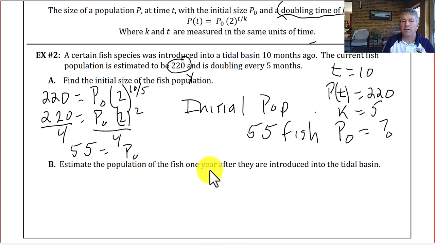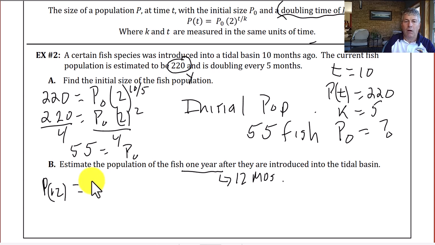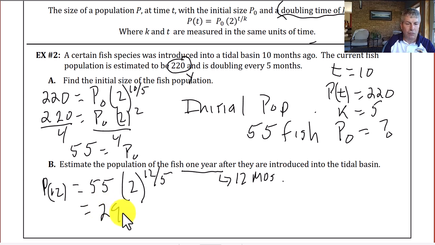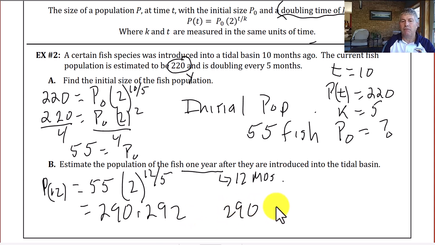Estimate the population of fish 1 year after they are introduced in the tidal basin. Well, everything here is in months, so 1 year we're going to convert to 12 months. So now we want an estimate after 12 months. So our P of 12 will equal our initial estimate of 55, the doubling of 2, t is 12 over 5. I'm going to put that in my calculator, 55 times 2 to the 12 fifths, and I get 290.292 fish, or 290 fish after 12 months.